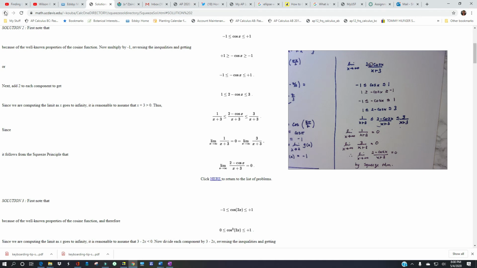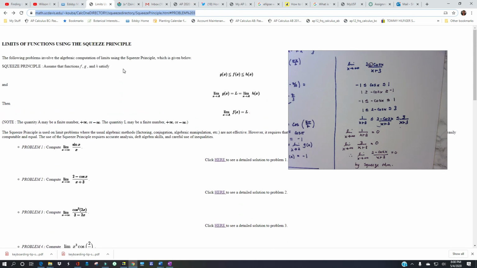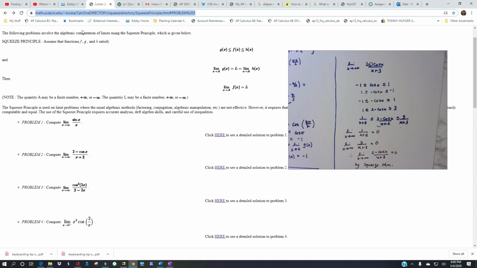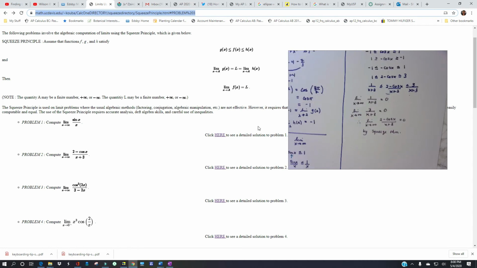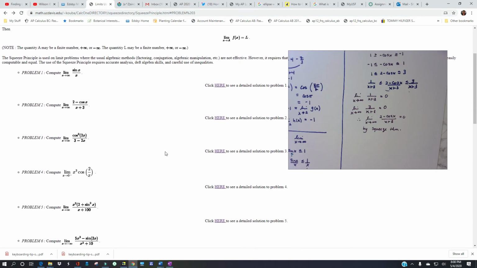All right, let's do one more from here, and then you can come here. You can see this is math.ucdavis.edu. I think it's called visual calculus, I'm not sure, but anyway, I suppose if you go in there and type squeeze principle, or I just Googled squeeze theorem examples, this is one of the ones that came up that seemed to have a couple of pretty good problems.